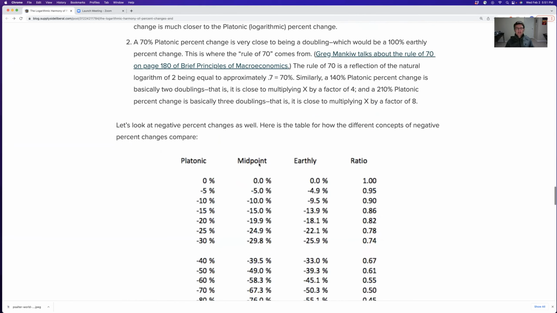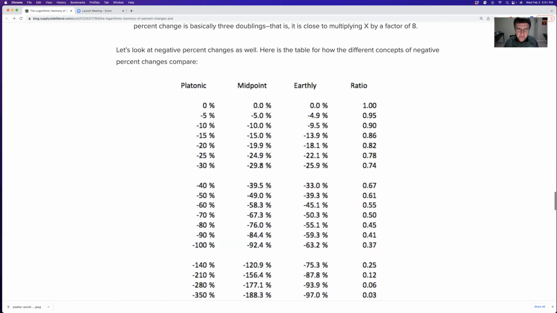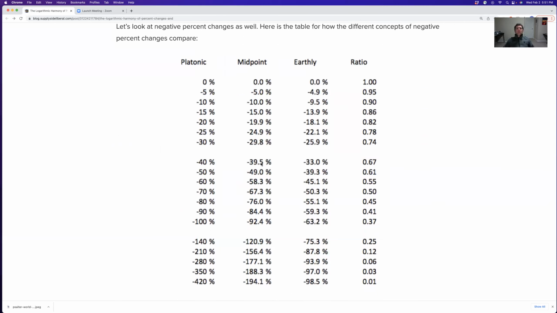Now, let's look at negative percent changes here. Instead of doublings, we're dealing with halvings. Minus 70% is cutting in half. And in earthly percent changes, cutting in half is a minus 50% change.